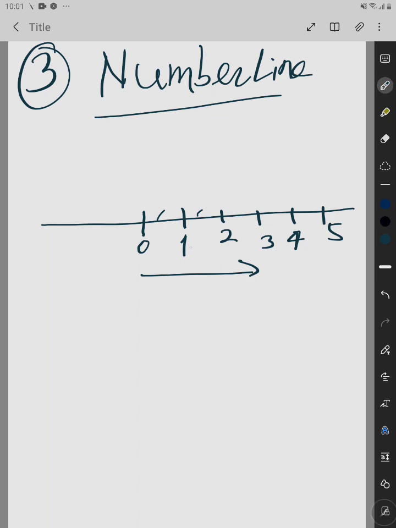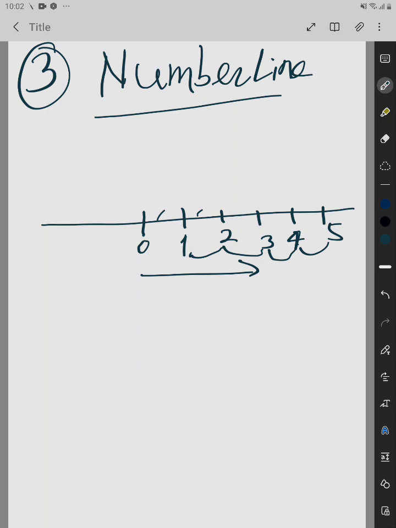After incrementing by one, another point comes, because if you add 1 to 1, it gives 2. If you add 1 to 2, it gives 3. If you add 1 to 3, it gives 4, and if you add 1 to 4, it gives 5, and so on. Okay, so this is the concept of the number line.